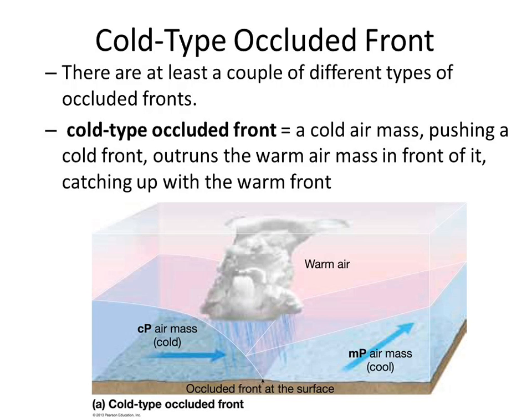So if on a test I ask you, which I might, how do you get an occluded front, or how does it work, if you use the word outrun, cold air mass outruns the warm air in front of it, that would be worth 3 points right there. Okay. So you're saying warm air outruns the cold air mass? No, the other way around. Cold air outruns the warm air in front of it and meets up with the cooler air in front of the warm front.